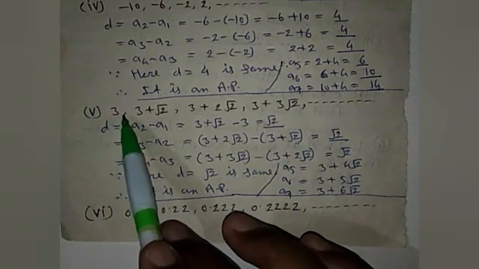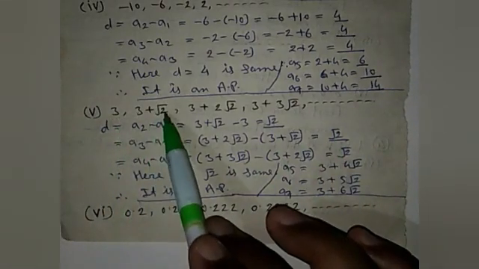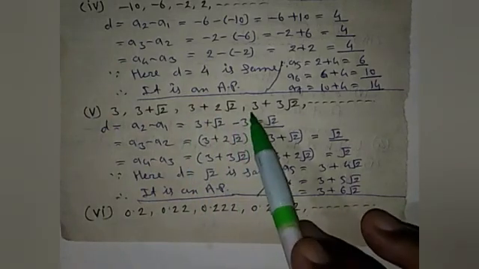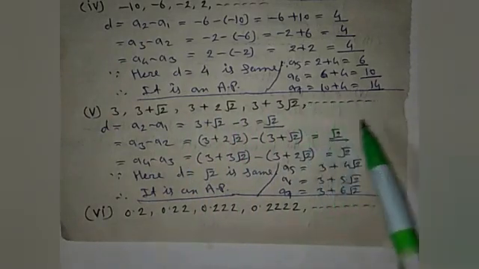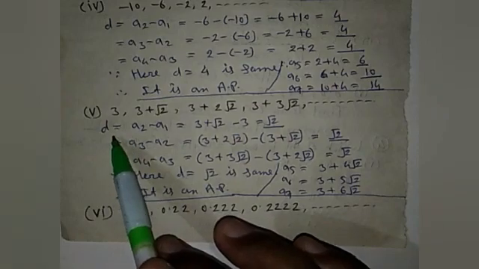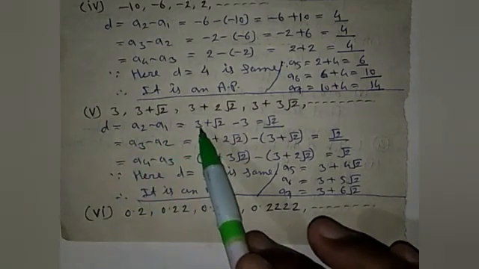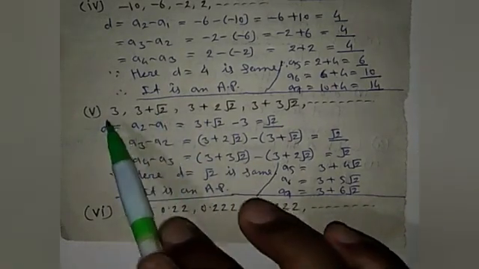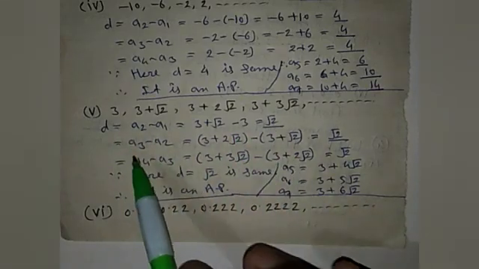In the fifth part, the series is given as 3 and 3 plus root 2, then 3 plus 2 root 2, then 3 plus 3 root 2 and so on. So here the difference is D. D equal to A2 minus A1. So here 3 plus root 2 minus 3, that is equal to root 2.